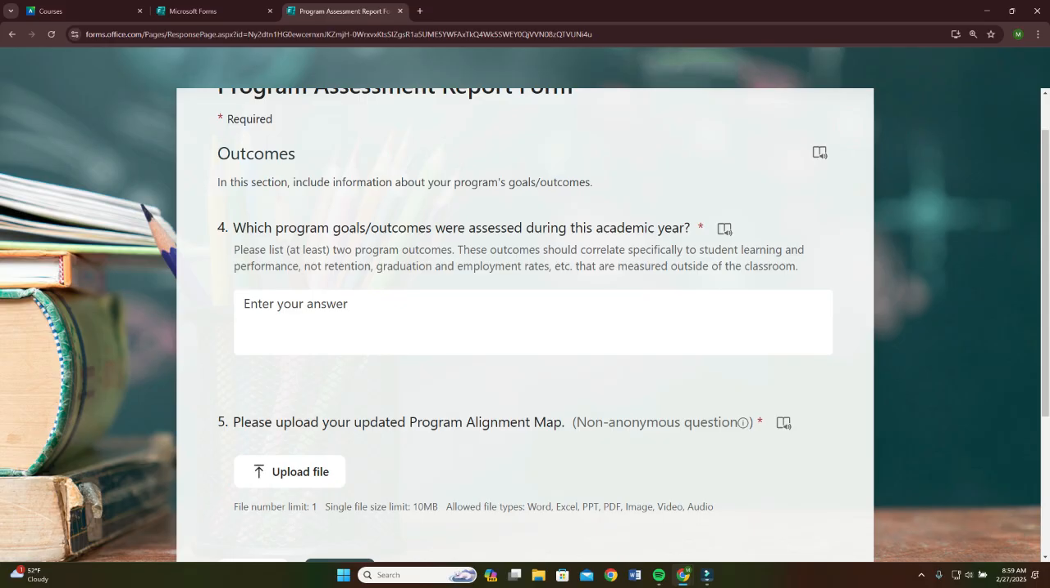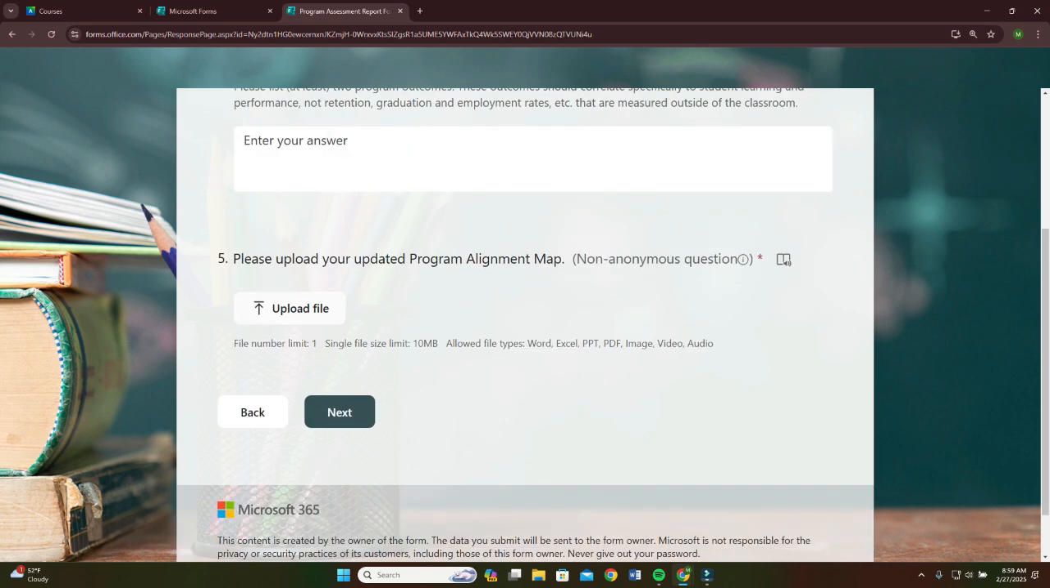Those are indirect, but those also can fluctuate depending on what the job market looks like, what a given economic system looks like at that moment, etc. So we really just want to make sure we're looking at what's going on in the classroom. And then please upload your updated program alignment map.